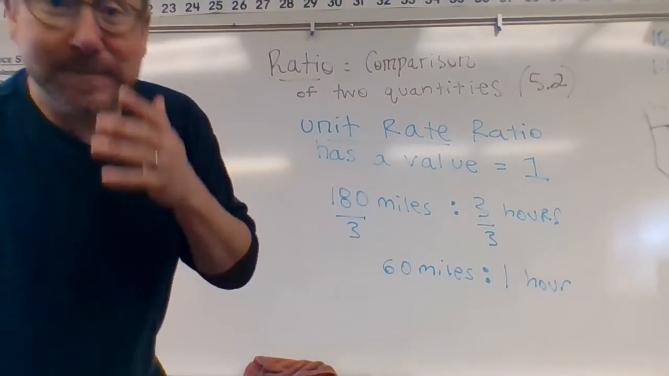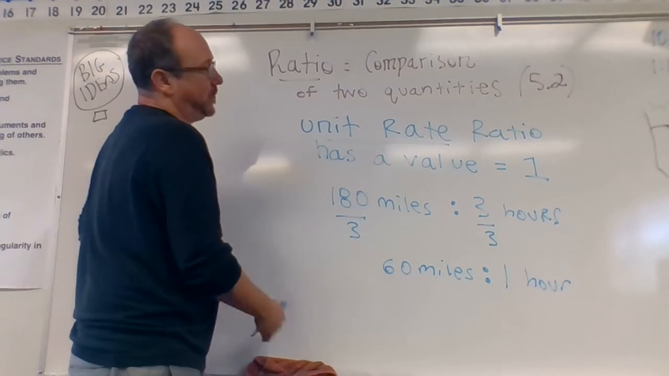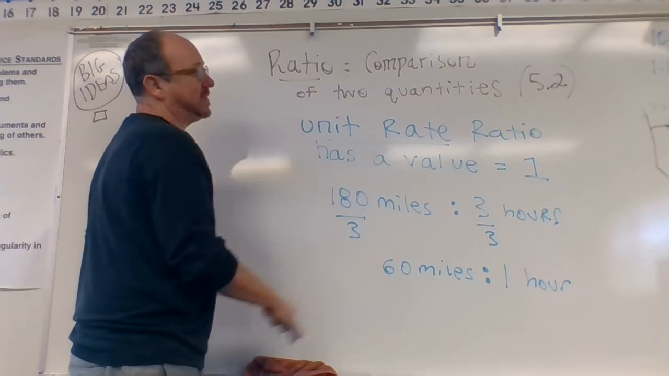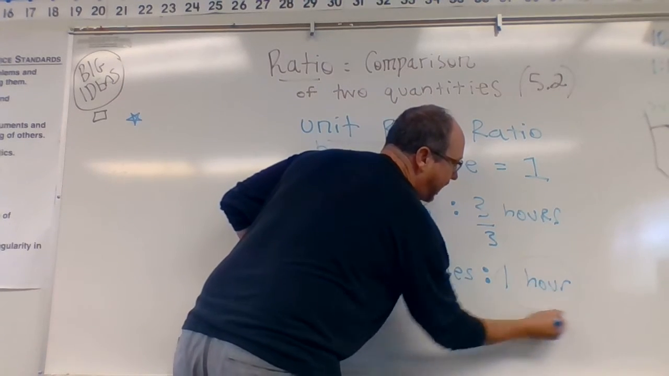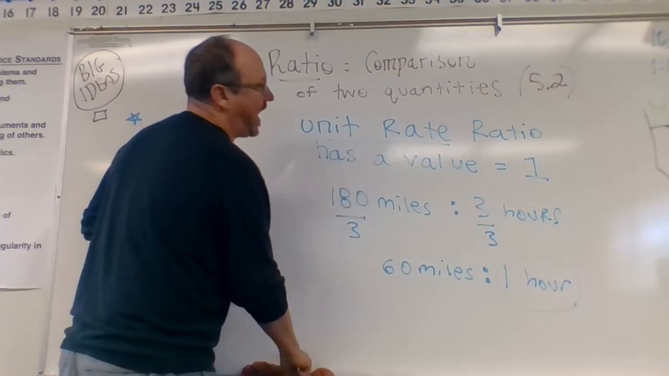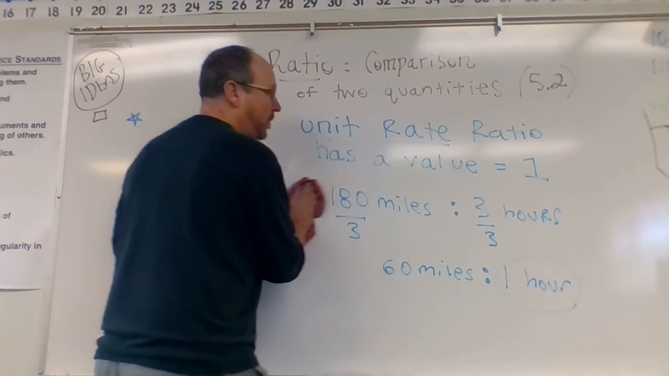All right. So this is a unit rate. A unit rate is a ratio that has a value equal to 1. There is our value of 1 hour, 60 miles per hour. Let's look at one other example.